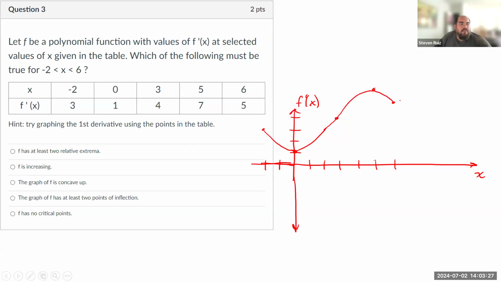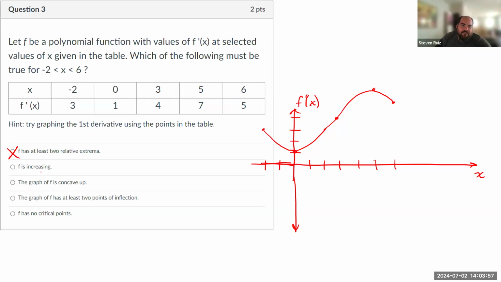Okay. All right. What does this mean? F has at least 2 relative extrema. Why would F have relative extrema? So for F to have a relative extremum, then my derivative would have to go from negative to positive or positive to negative. This is only positive. So I got to throw that one out.